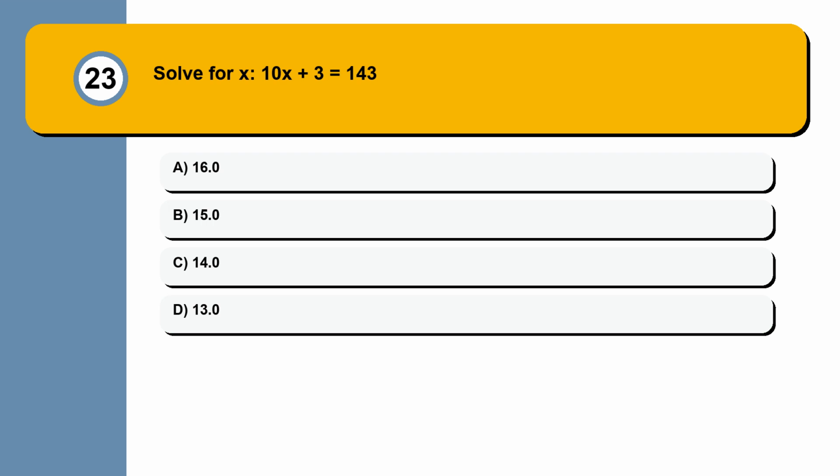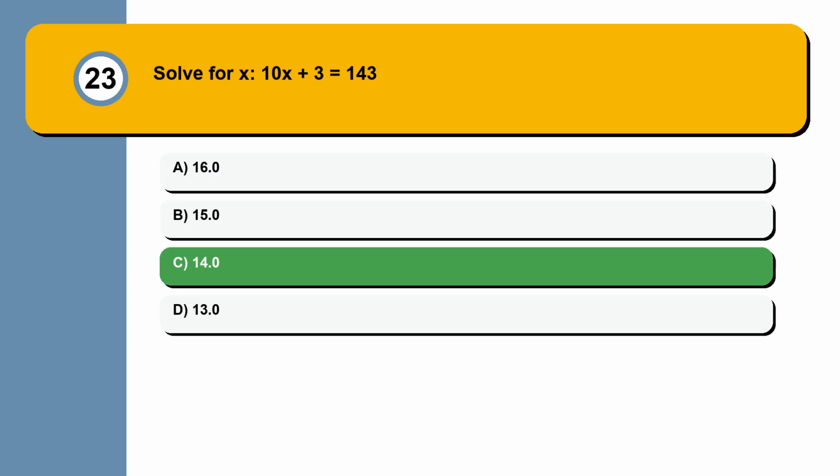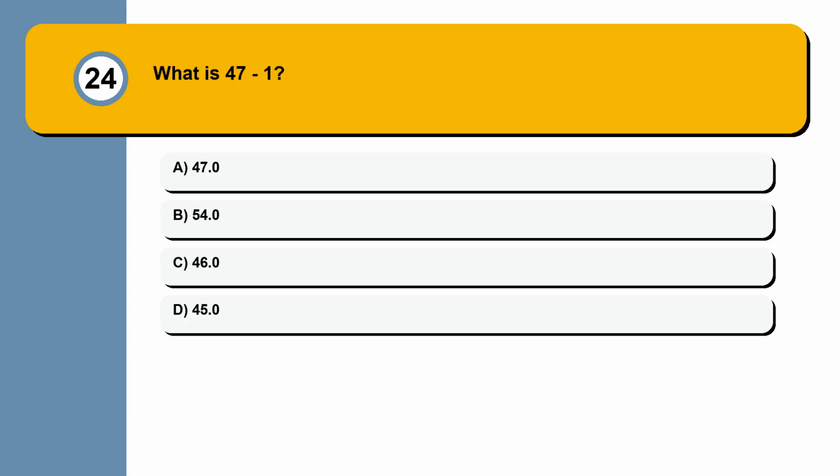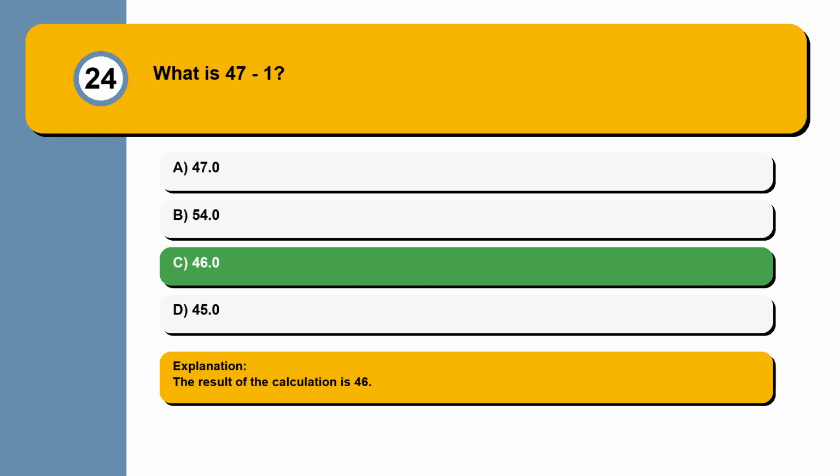Question 23. Solve for x: 10x plus 3 equals 143. 16.0, 15.0, 14.0, 13.0. Subtract 3 from 143 to get 140, then divide by 10 to get 14. Question 24. What is 47 minus 1? 47.0, 54.0, 46.0, 45.0. The result of the calculation is 46.